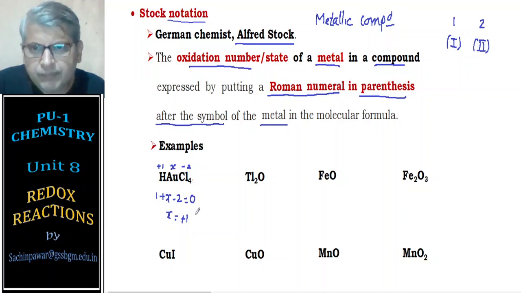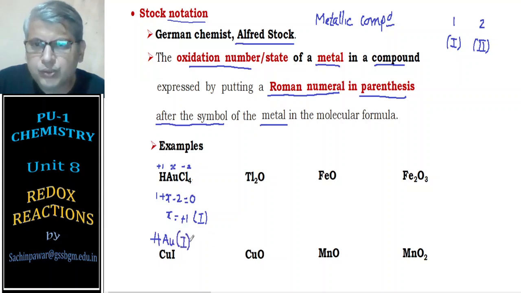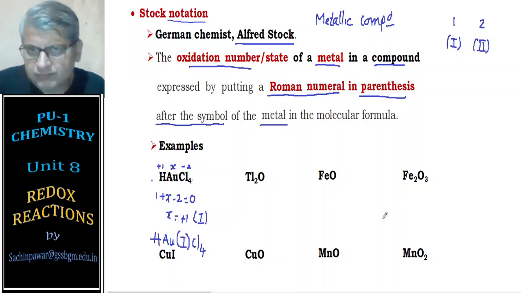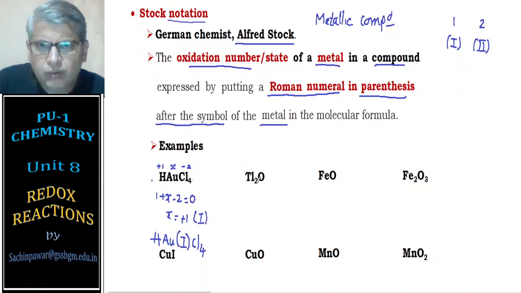So oxidation number is Roman numeral 1. Okay, so I have tried the formula. First write H, then write gold Au, and in the bracket write 1, because the Roman numeral says oxidation number is 1, and then Cl4. This is the stock notation for the first compound. I want to find out the stock notation for the second compound.